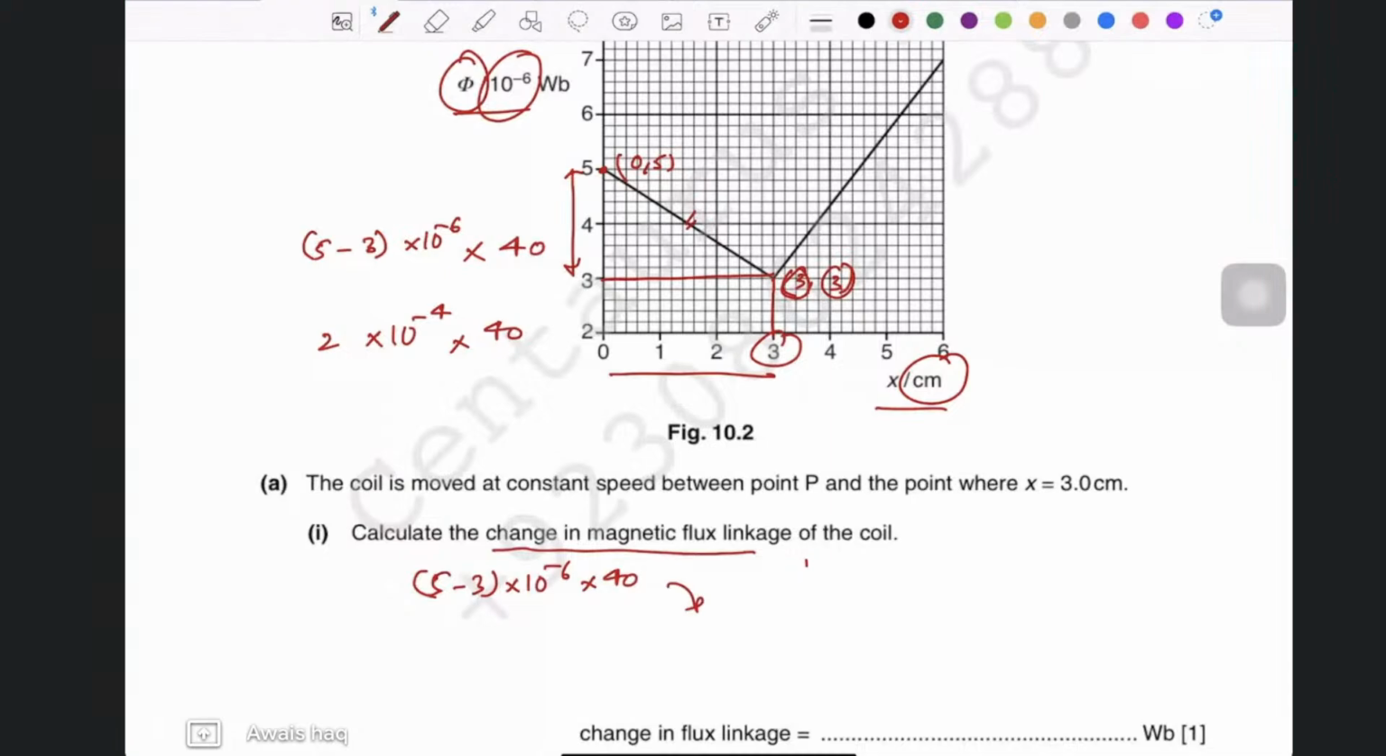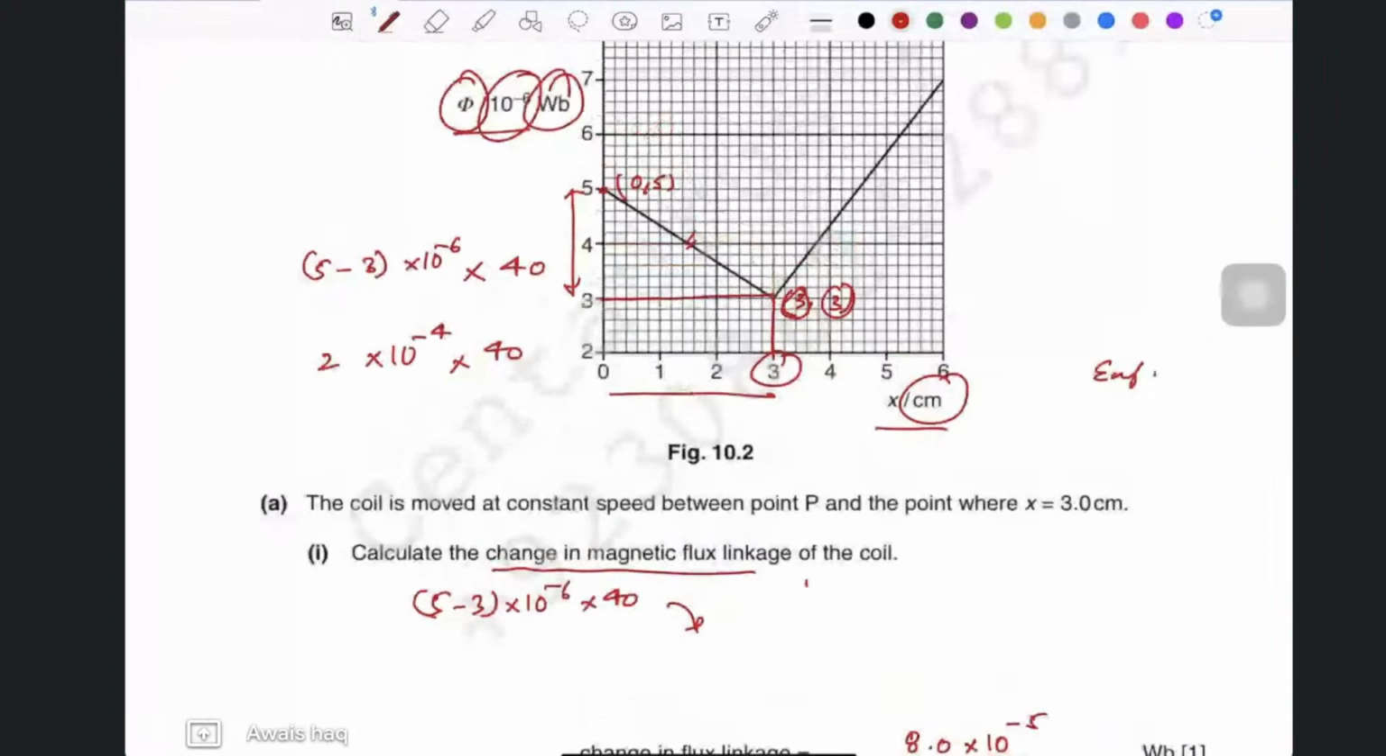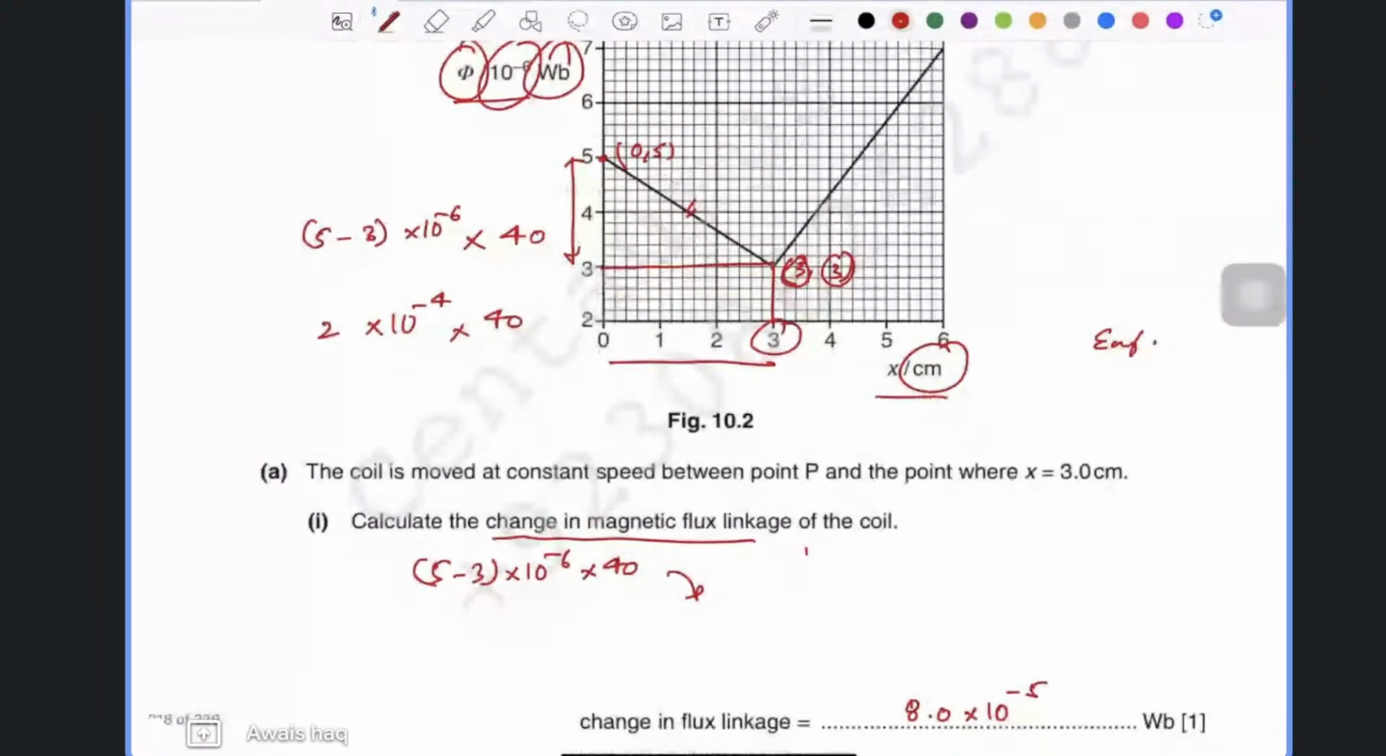So when do we have to use that gradient formula? When we have to find EMF. So this is 8 times 10 raised to negative 5. That is the answer. Now it will be correct, because they're just asking about the Weber's change here. It doesn't say Weber over centimeter or Weber over meter. So I thought it was asking about the change in the line. It's just asking us to find the change in y-axis. You get it?